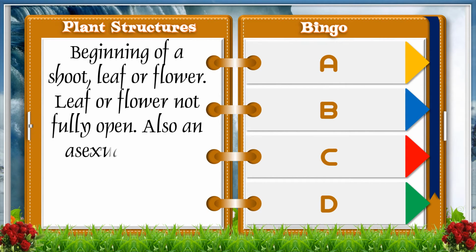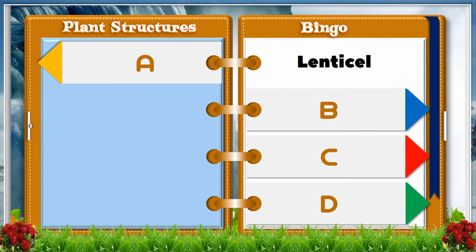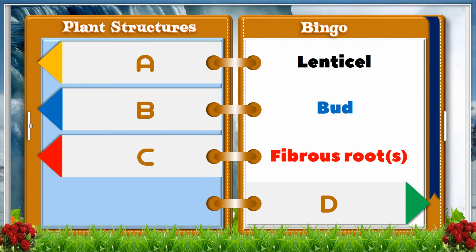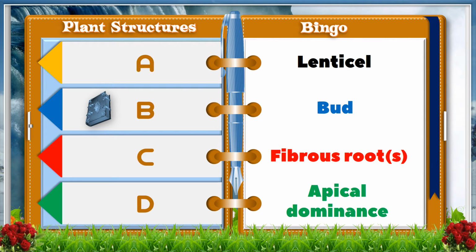Beginning of a shoot, leaf or flower. Leaf or flower not fully open. Also an asexual growth, later separating to form new organisms. A, lenticel. B, bud. C, fibrous roots. D, apical dominance. And the answer is B, bud.